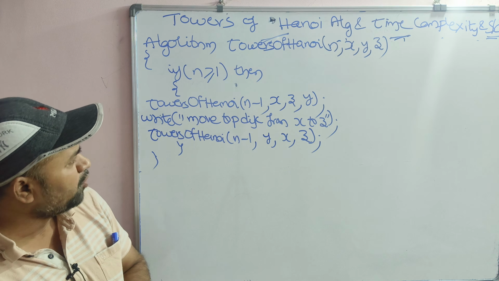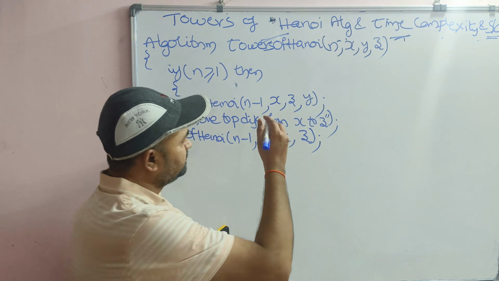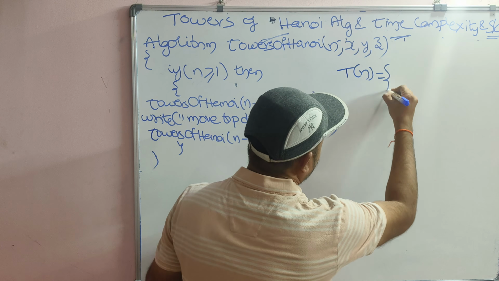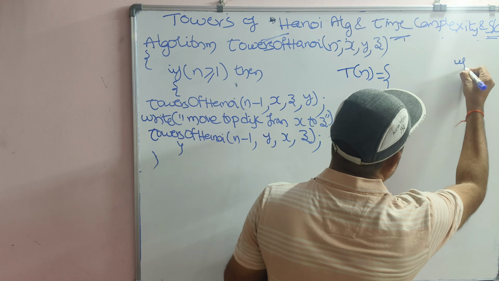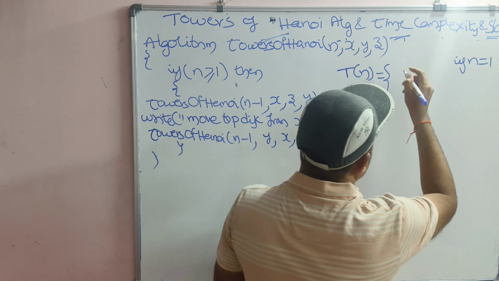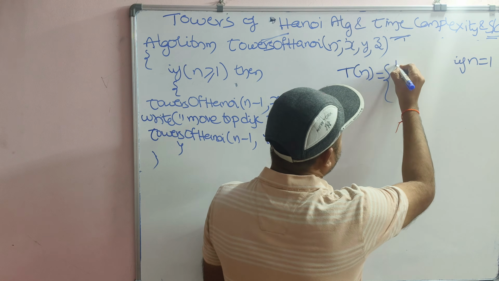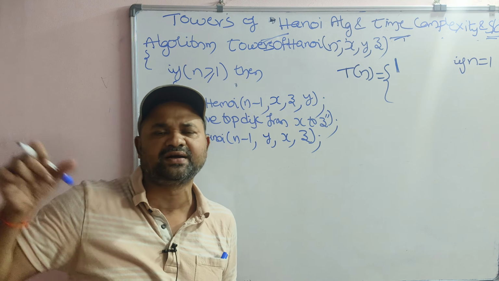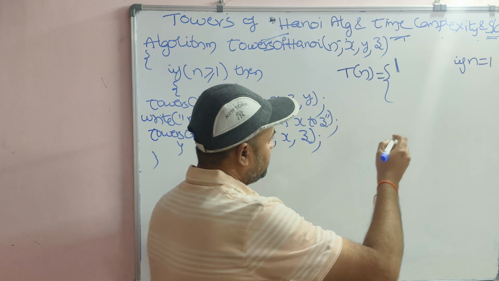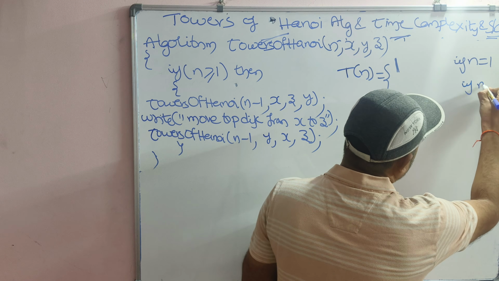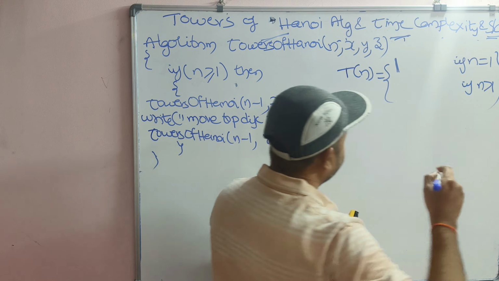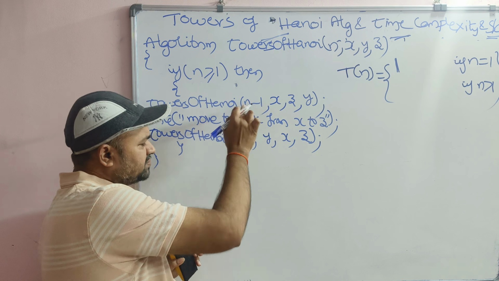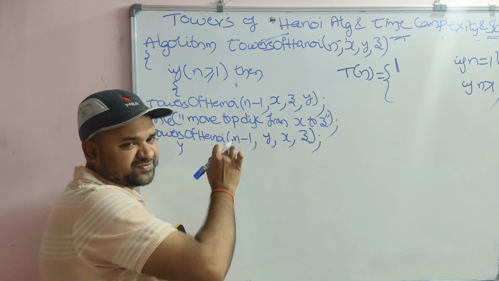Okay. Now let us write the recurrence relation. T of n equals the time complexity for n elements. If n is equal to 1, then we require only one move for moving the disk from the source tower to the destination tower. Whereas if n is greater than 1, then we need to move n minus 1 disks. Here also we need to move n minus 1 disks.